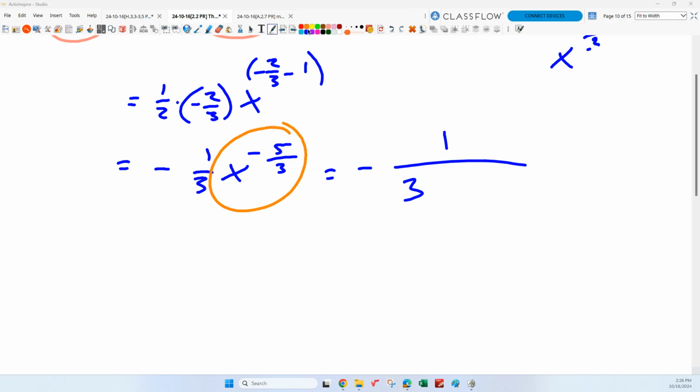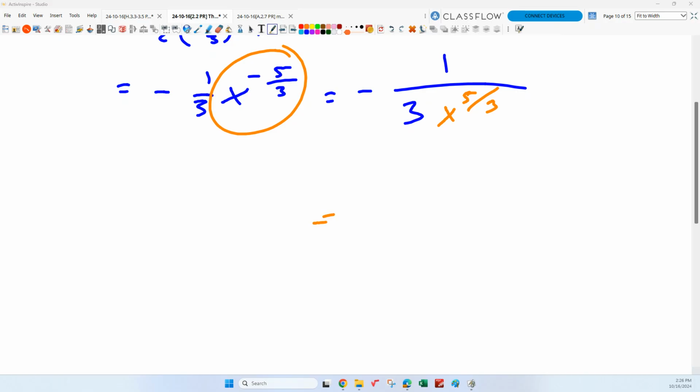What about that part? X to the negative 5/3 is 1 over x to the 5/3. And so that just becomes negative 1 over 3 times the cube root of x to the 5th, if I wanted to write it as a radical.